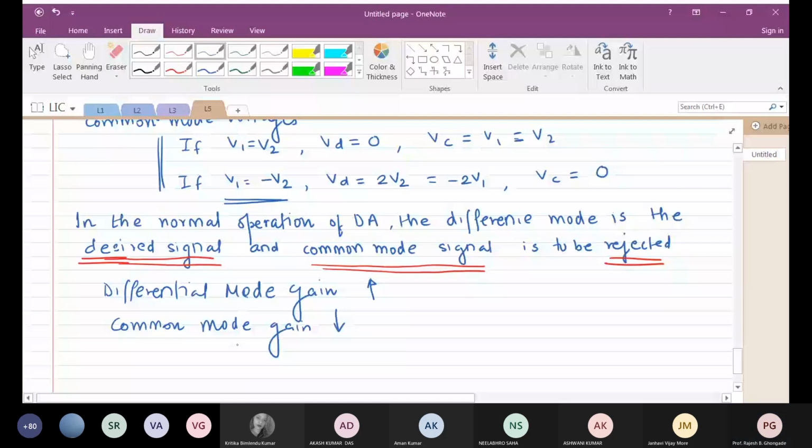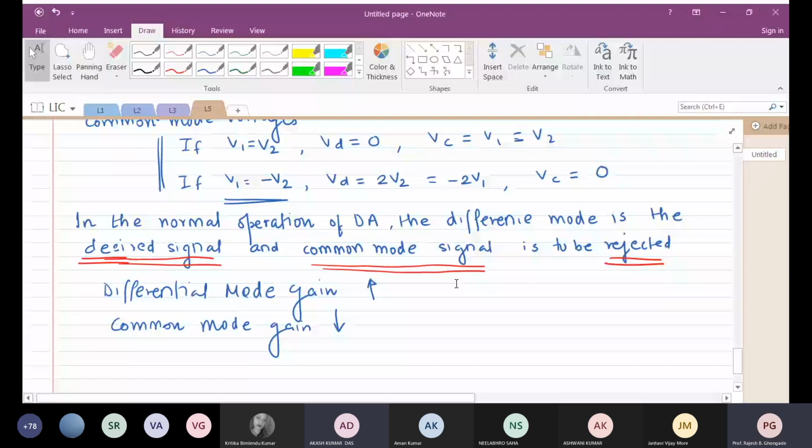Okay, guys? Yes, sir. Any doubts, any questions up to this point? Sir, why differential mode gain will be as high as possible?